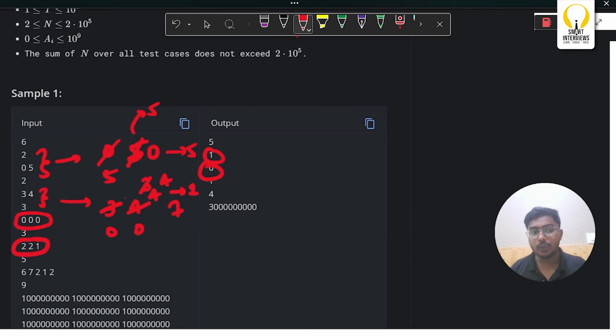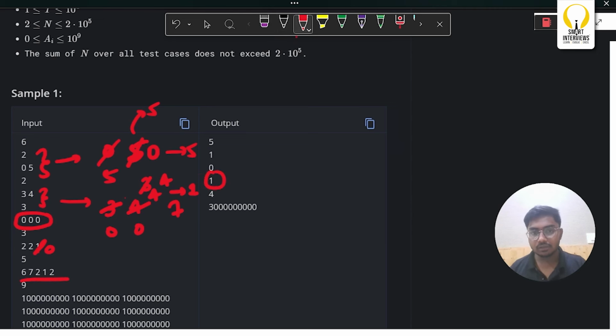Next one, 2, 2, 1 here. Either I can make this a 0, or, see, you cannot make this a 2. If you make this a 2, what is going to happen? That means this value has to be 4 now, the sum of the adjacent elements, left plus right. So the only operation possible here is that I make this a 0. That is going to be one operation.